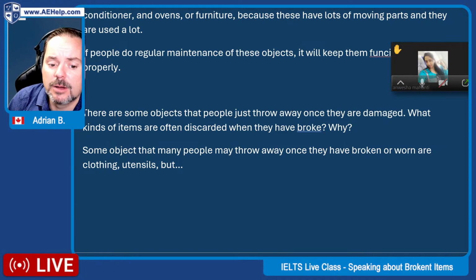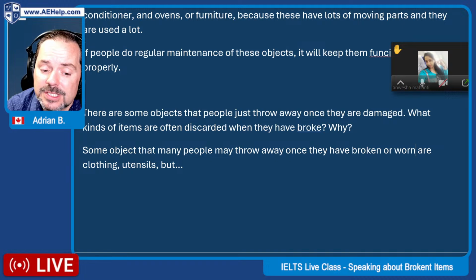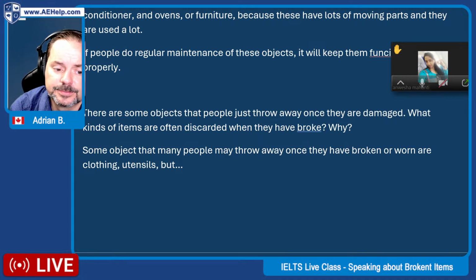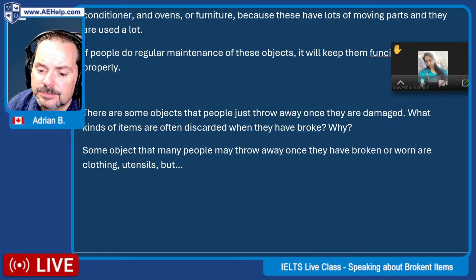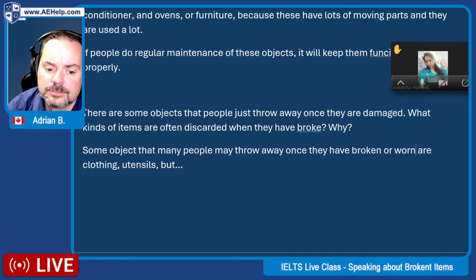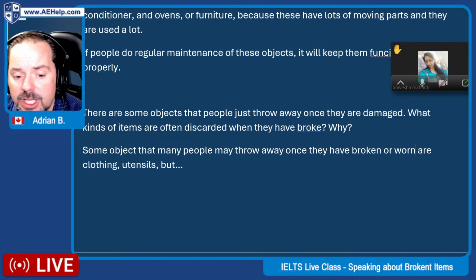So just repeat after me. Some objects that people may throw away once they have broken or are worn include clothing, utensils, dishes, because it's difficult to repair them. Some objects that many people may throw away once they have broken or worn include clothing, utensils, etc., because it is difficult to repair and not worth the money. Okay? So that explanation, right? That explanation is really important.